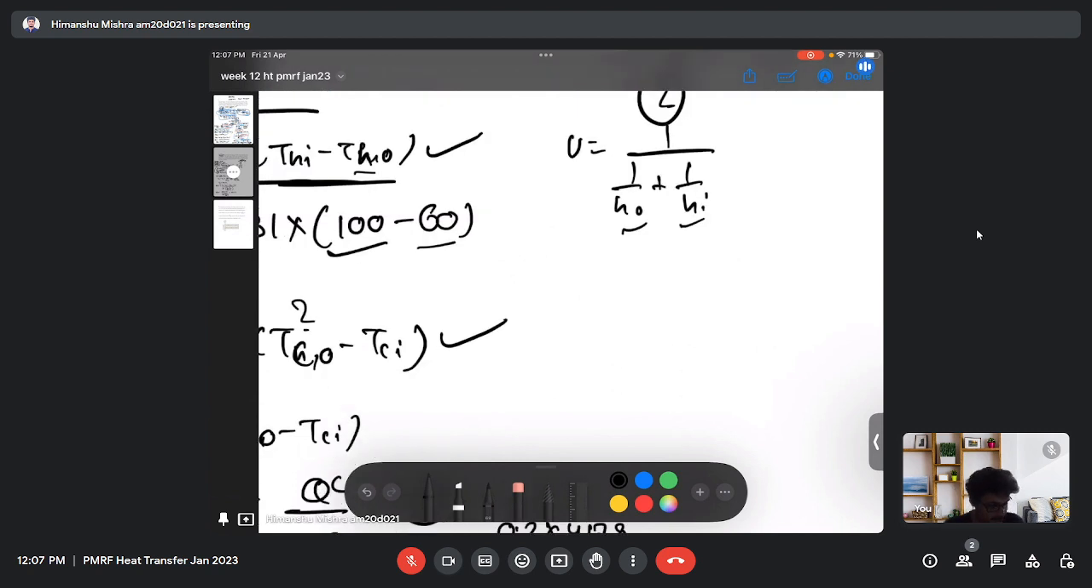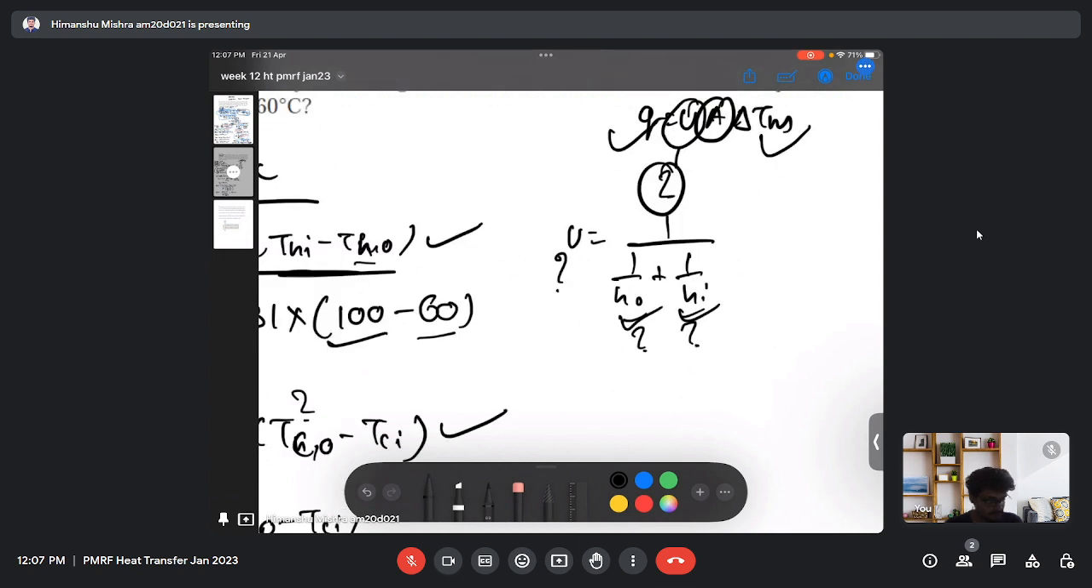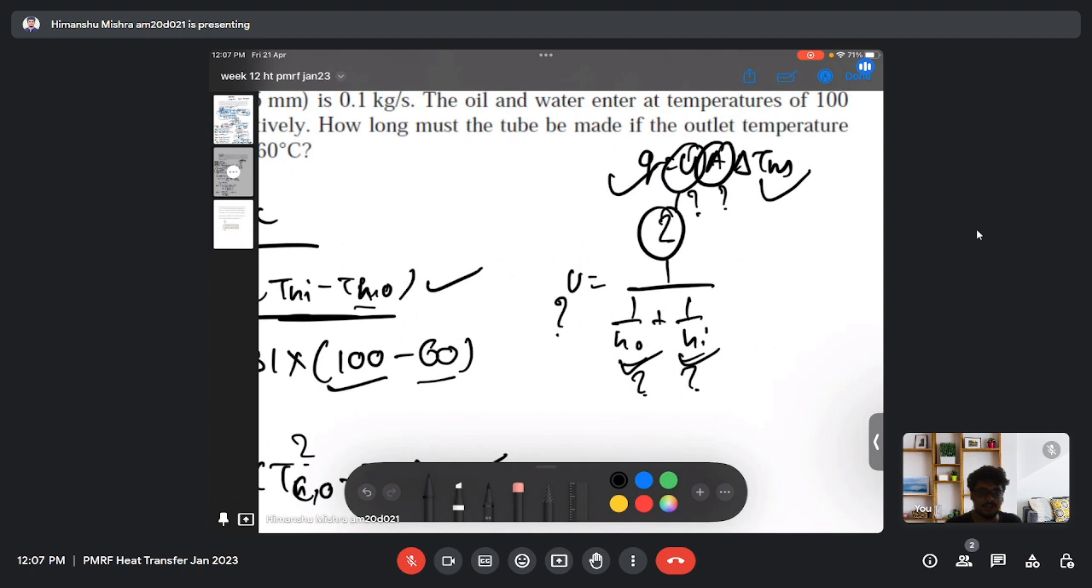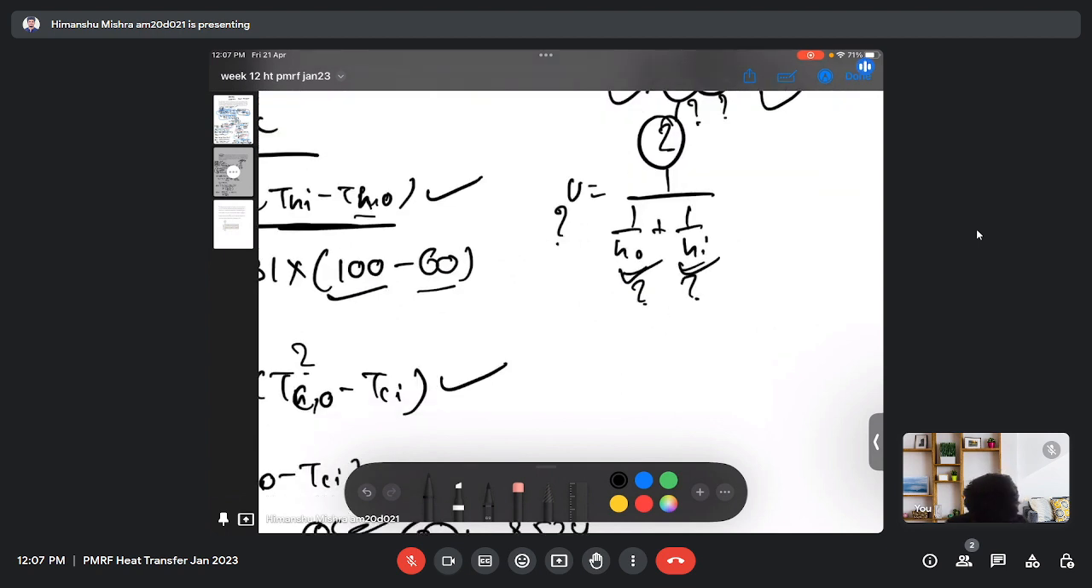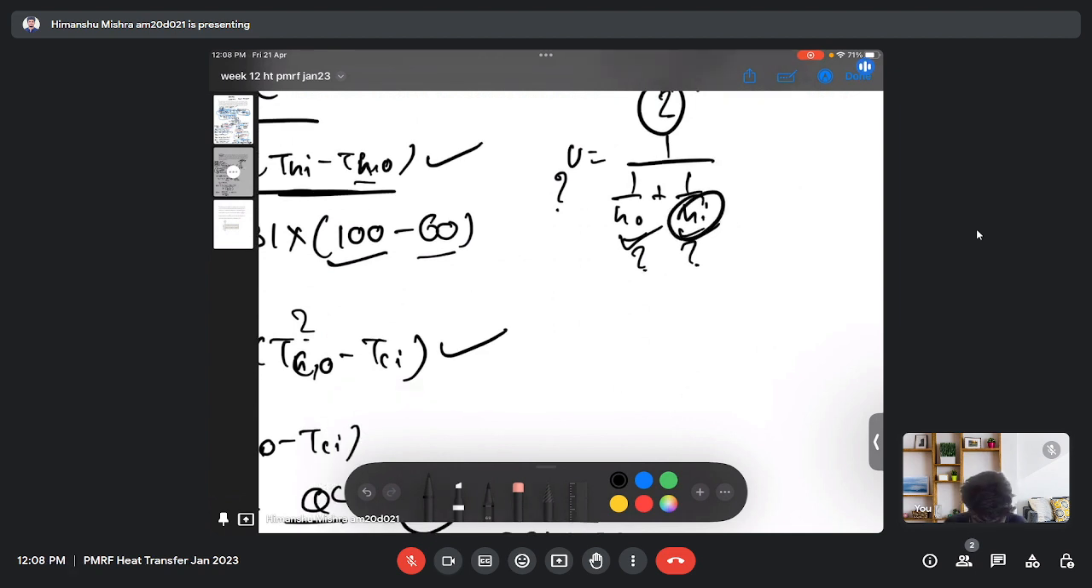So to calculate the heat transfer, this is also unknown. We don't know U. We don't know A. A is finally to be solved. So to calculate the inlet heat transfer coefficient, let me use the concept from the convection heat transfer problem, where we use the Nusselt number correlation.